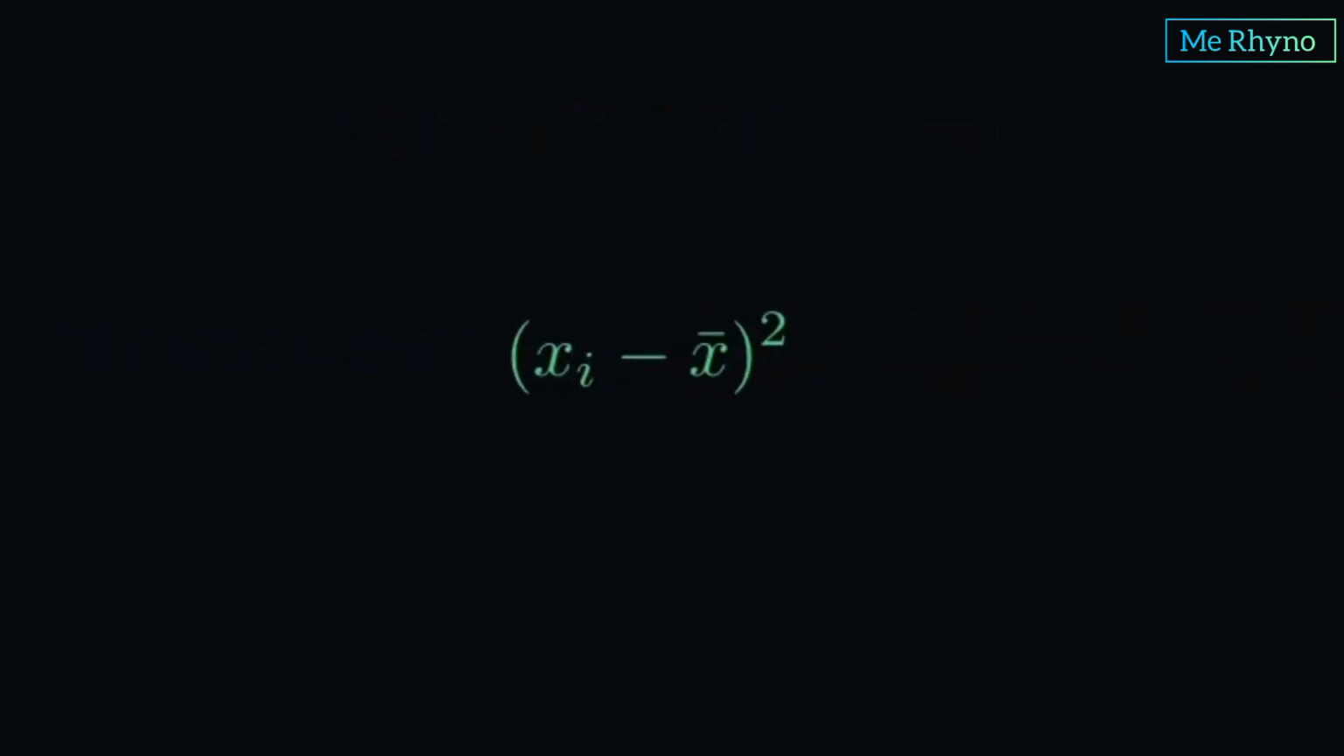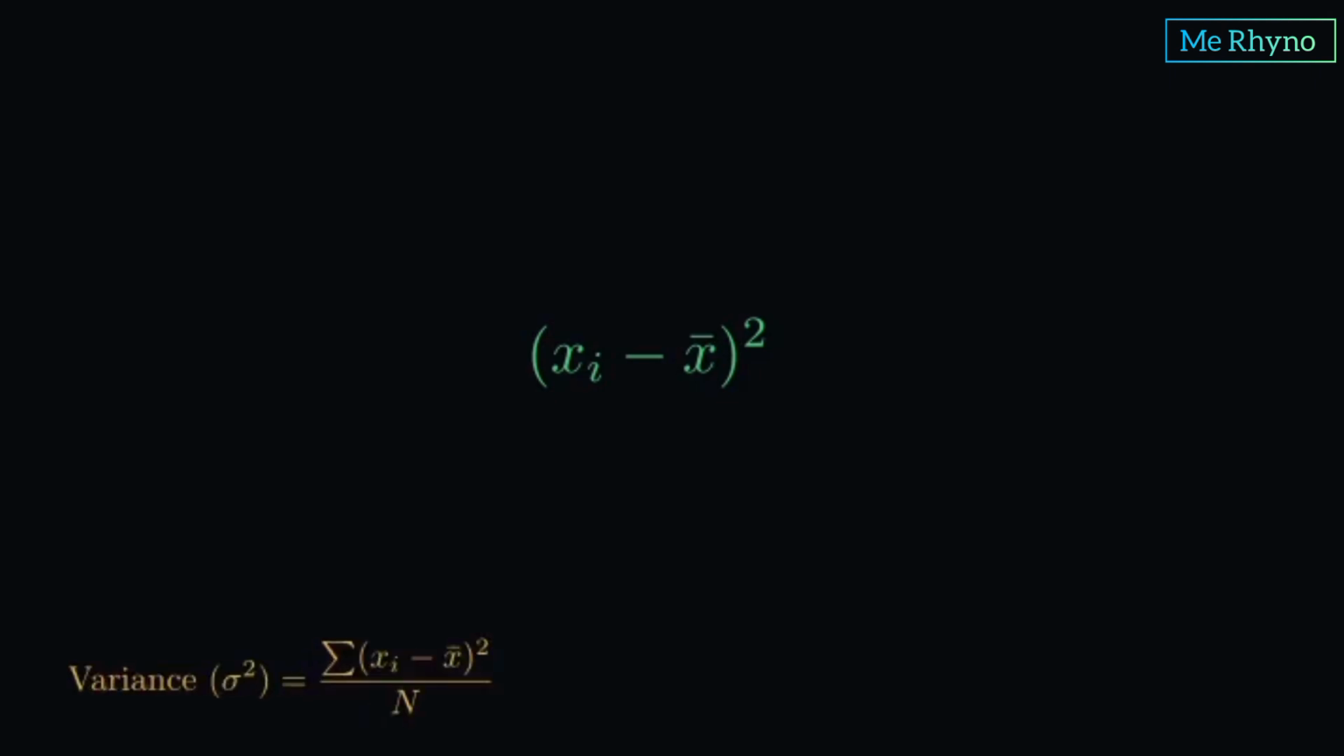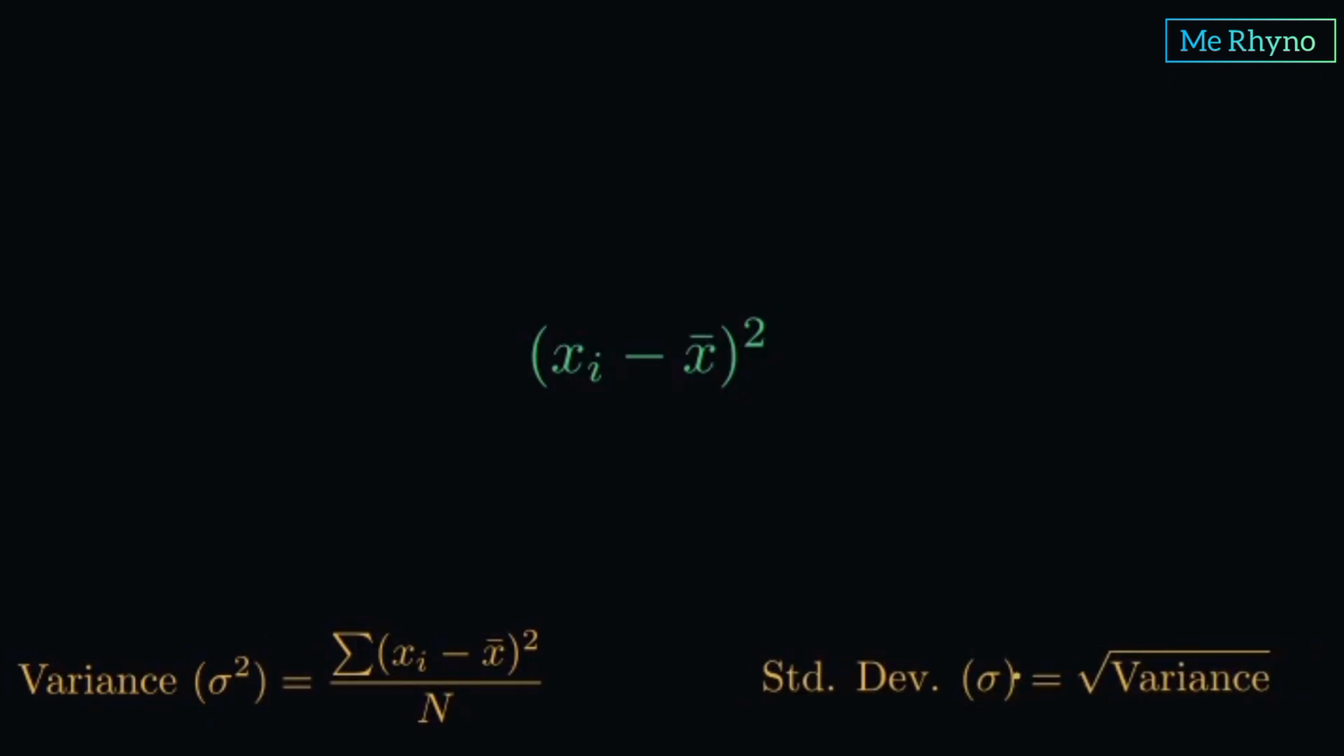It is simple. Square every deviation. Squaring makes everything positive, so nothing cancels out. Now the variance, which is sigma squared, will be given by the summation of all the deviations squared divided by n. Now, to get to the standard deviation is much easier. The standard deviation is basically sigma, and it is the square root of the variance.